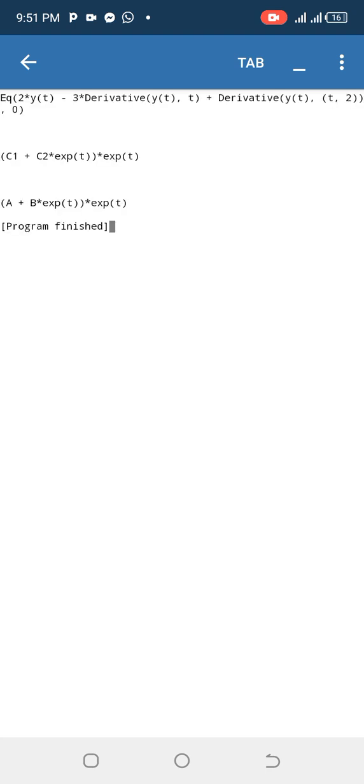So you can see the first solution we had C1 and C2. Those are defaults from Python, and now our final solution has A and B. In other words, C1 has been replaced with A and C2 replaced with B.